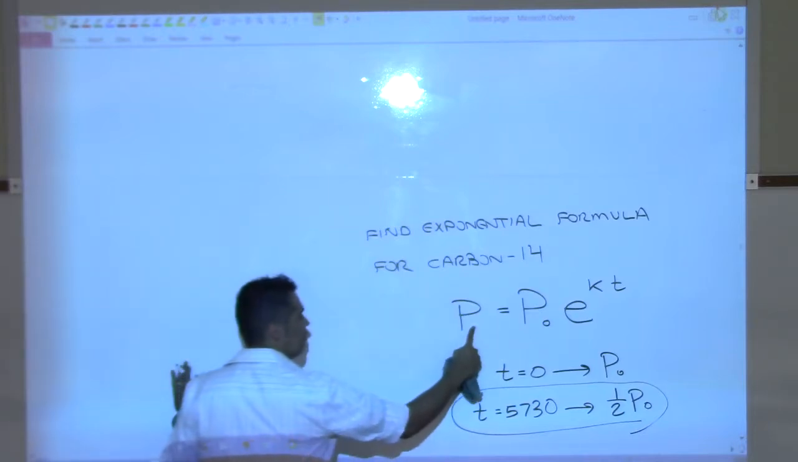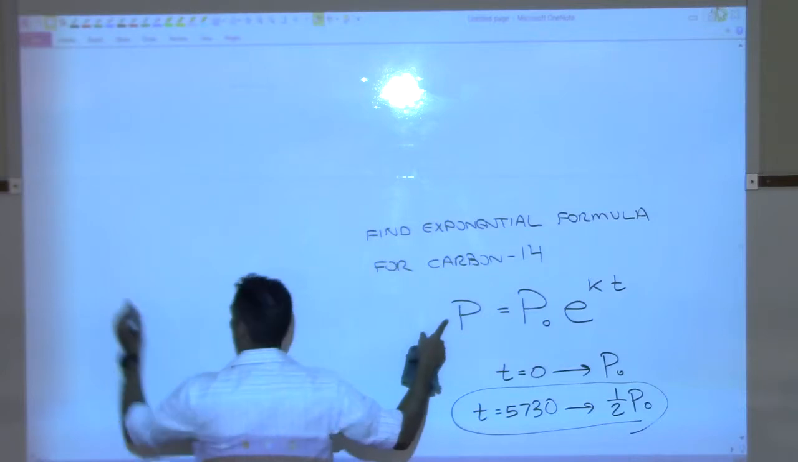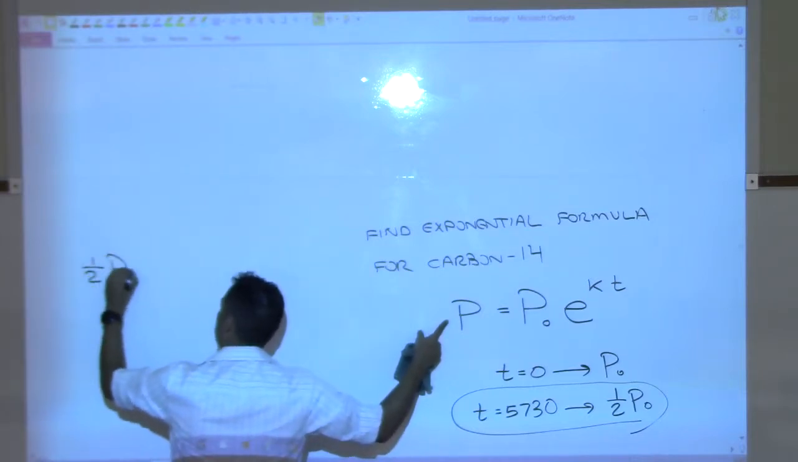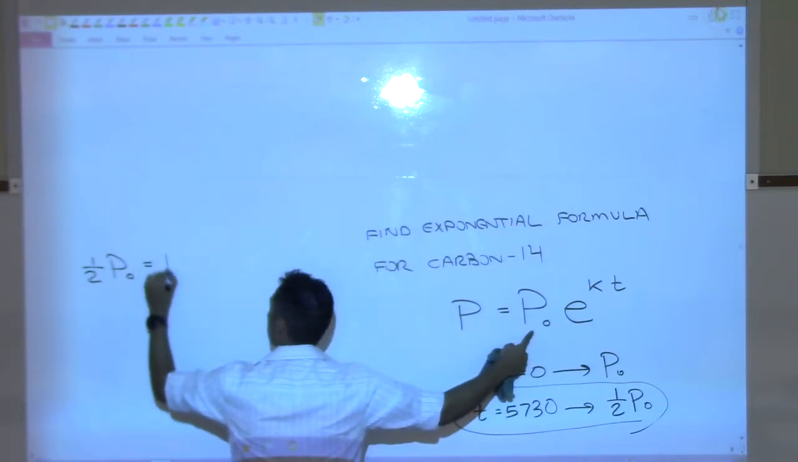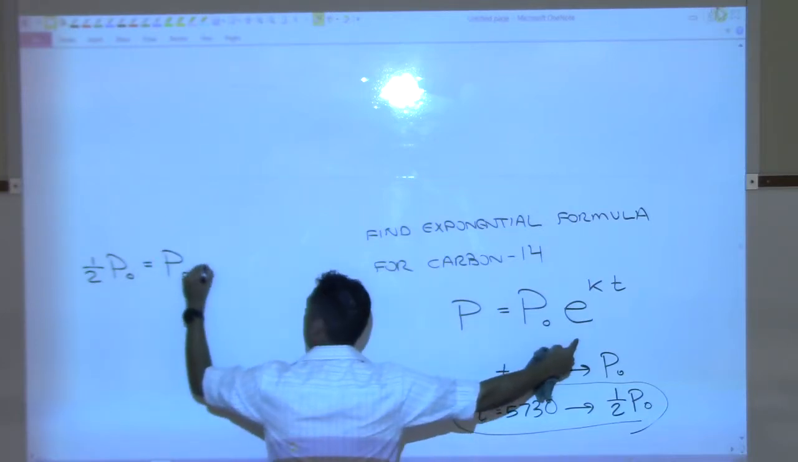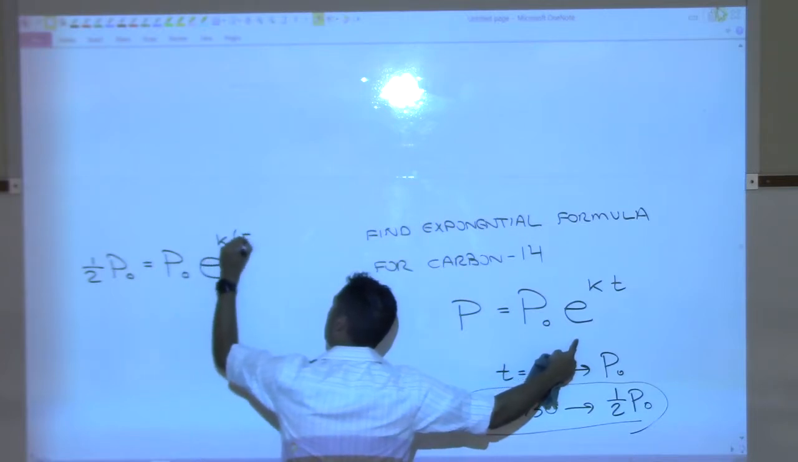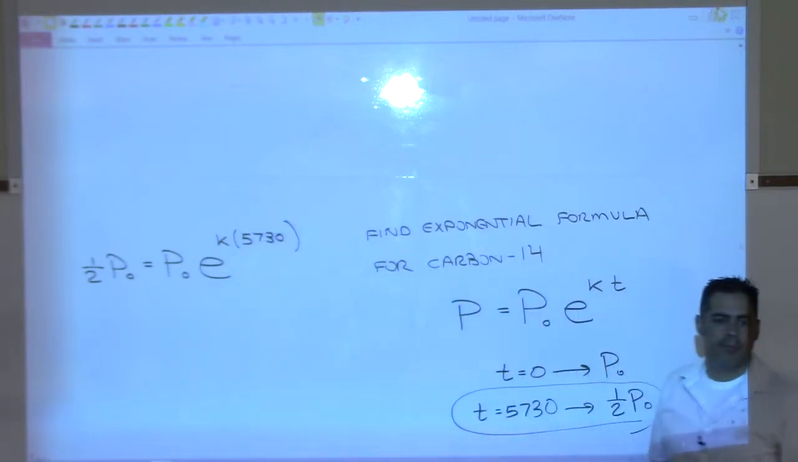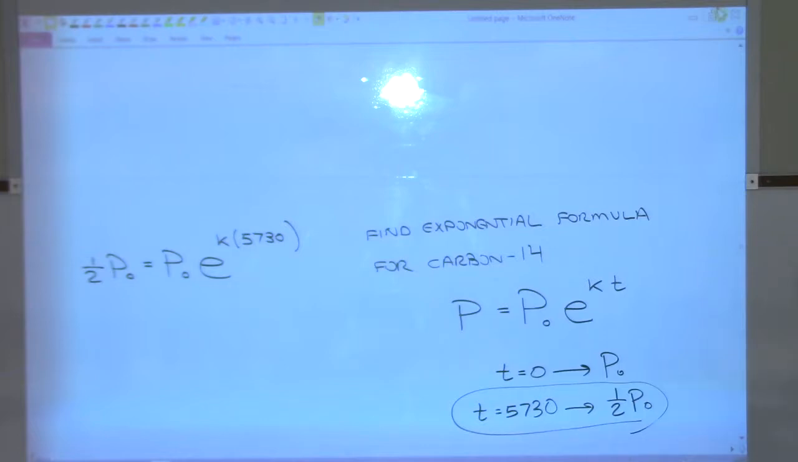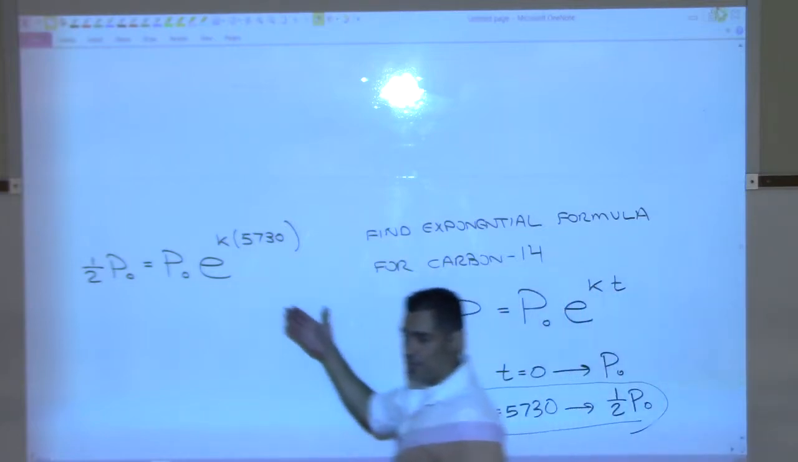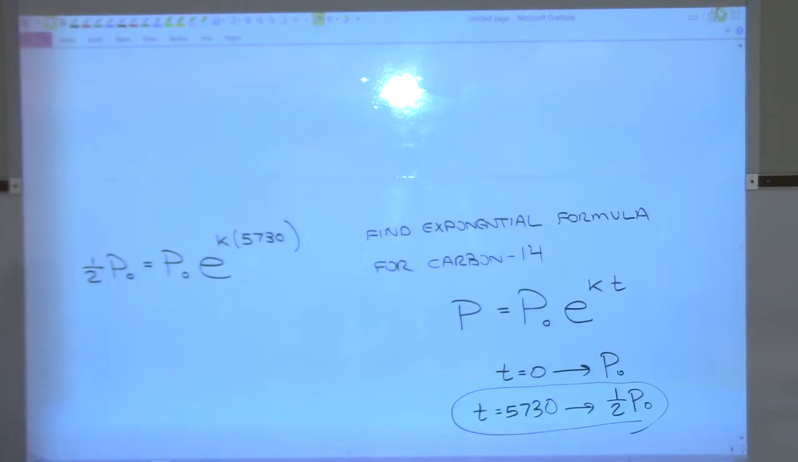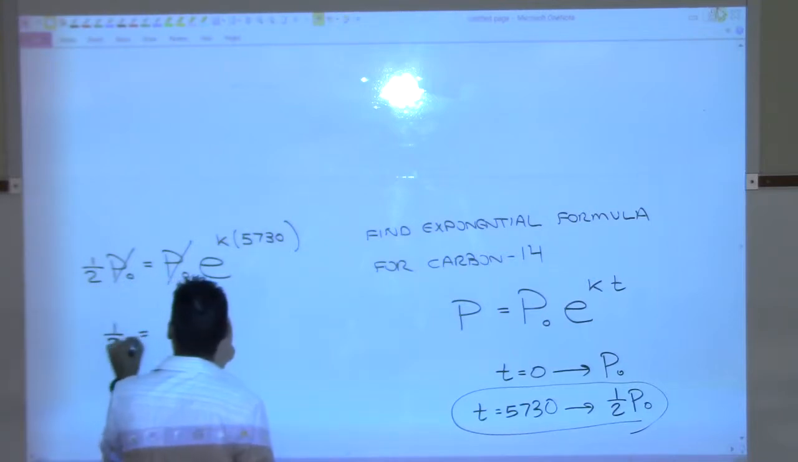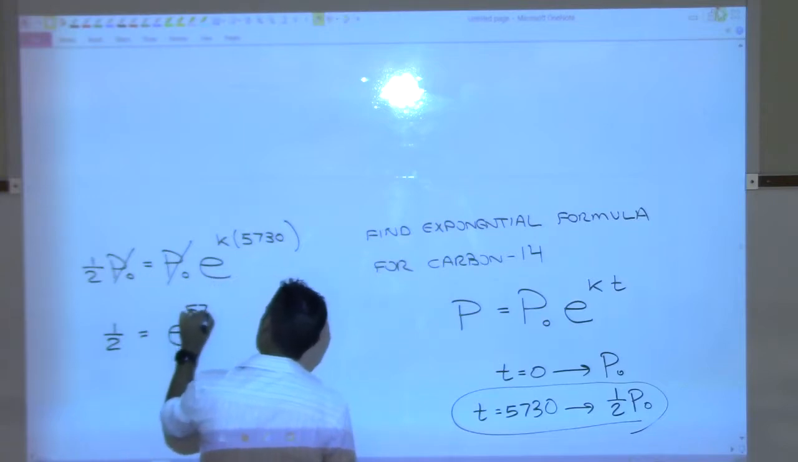We plug in, so I'm going to rewrite this. What is it? Half of P sub 0 equals? Just P sub 0. Yes. And then e to the K times 5,730. Okay? Every time you do one of these problems, after you've done this step, the P sub 0s will cancel. You will divide P sub 0 out on both sides, every single time. And the left side will be 1/2. The right side will be e to the 5,730K.